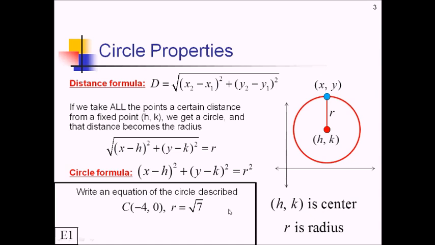Now, all you had to do was plug these numbers into the circle formula. So we had x minus -4, or x plus 4 squared. We had y minus 0 squared, or just y squared. And then radical 7 squared is just plain old 7.